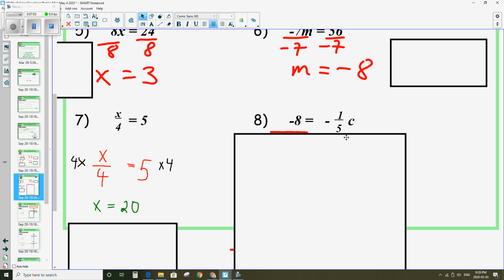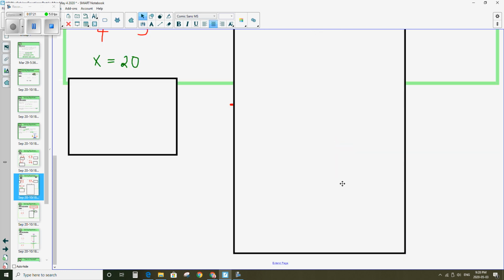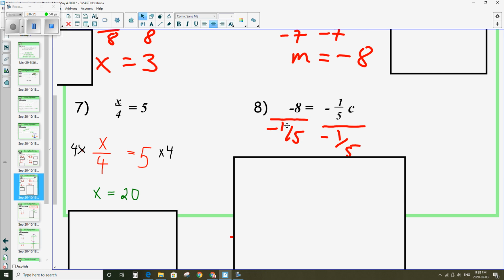Okay, and the last one here, number 8. Negative 8 equals negative 1 over 5c. All right, so to get rid of the negative 1 over 5, which is multiplied by c, I'm going to divide that side by negative 1 over 5. Okay, and same thing with the negative 8. We also want to divide that by negative 1 over 5. On the right-hand side, negative 1 over 5 divided by negative 1 over 5 is going to be 1. So they're going to cancel each other out, and we have to find out what the left-hand side equals.